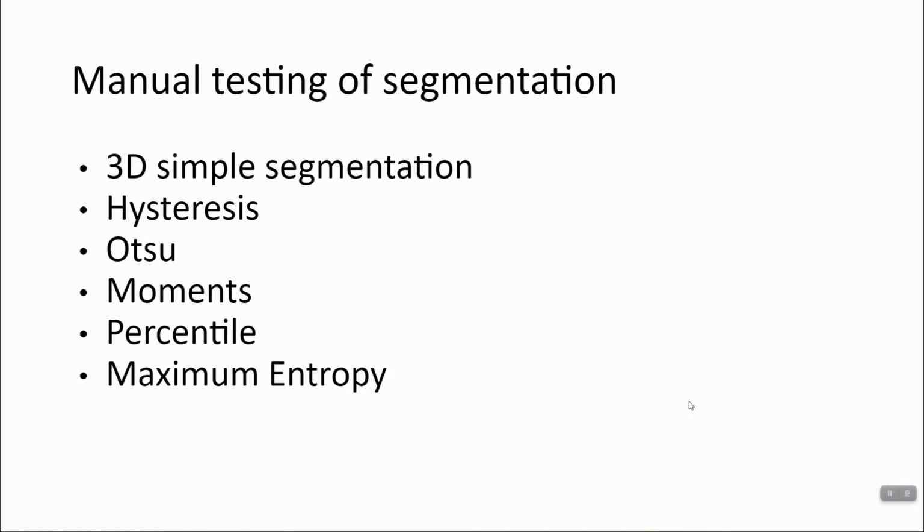So now we've discussed why this step is important and the challenges involved in this step, we will now discuss manual testing of the segmentation process. The purpose of this step is to visually assess the binarization process, to ensure we pick the best method of glial cell segmentation. To do this, we have created a macro that allows us to test 6 commonly used segmentation workflows. These are 3D simple segmentation, hysteresis, OTSU, moments, percentile, and maximum entropy.